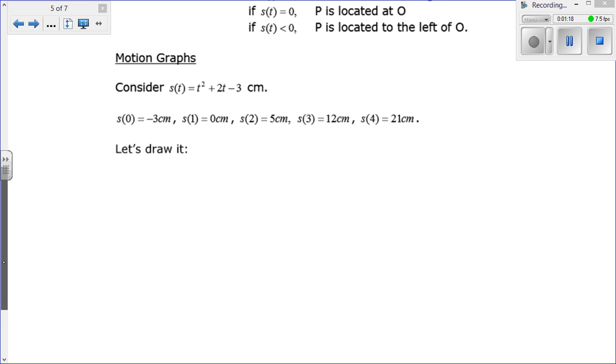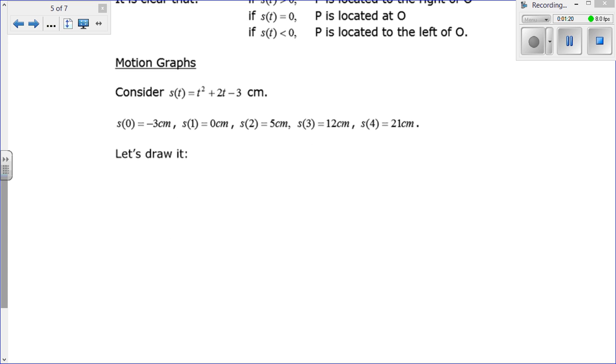So, a motion graph. Consider S of t to be equal to t squared plus 2t minus 3 centimeters. S of 0 is -3, S of 1 is 0, S of 2 is 5, S of 3 is 12, and S of 4 is 21 centimeters. So let's draw what this actually looks like on a number line.